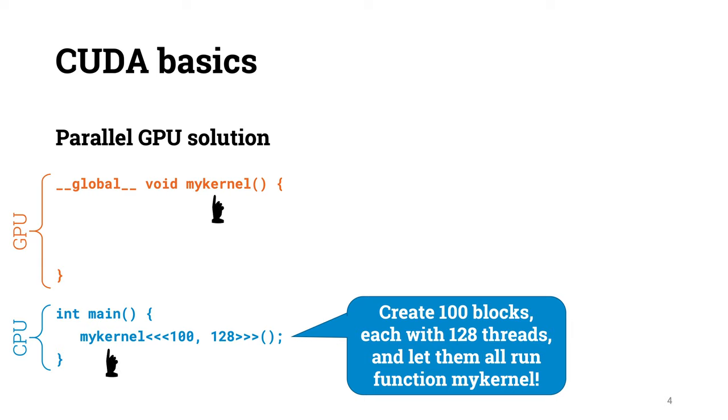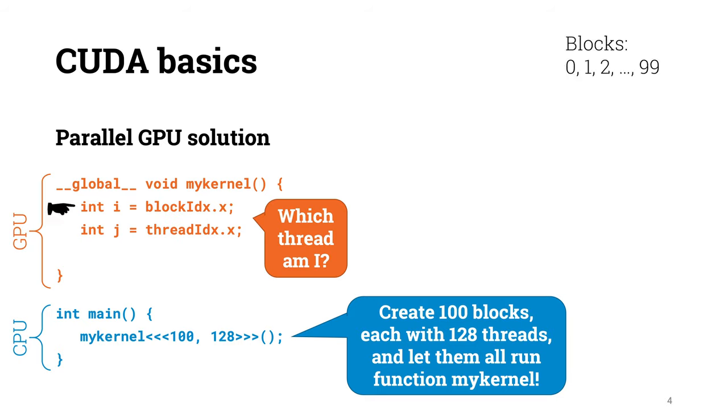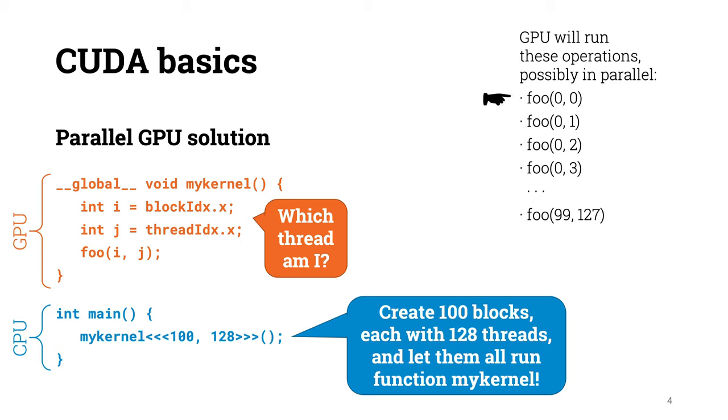So on the GPU side, we will now run the same function many times. To do something useful, when a thread starts to run myKernel, it needs to know what is its block number and what is its thread number. And it can get these by reading special variables blockIdx and threadIdx. So now, for instance, the first thread will set i to 0 and j to 0. And the last thread will set i to 99 and j to 127. And then each thread will just run foo of i and j, whatever it is. And this way we will run foo of 0,0, foo 0,1, foo 0,2, etc., all the way to foo 99,127. And all of this happens on the GPU.